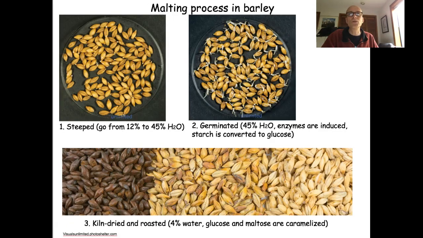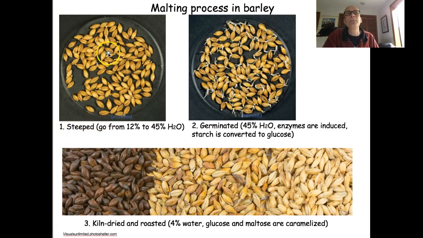So let me just show you some examples here. So here are some barley seeds, and if they are dried, if you were to buy them and you wanted to do some home brewing, you get them dried, right? So they are dried down to a water content of about 12%. And then the first thing that happens, if you are a home brewer, is you steep these in hot water.